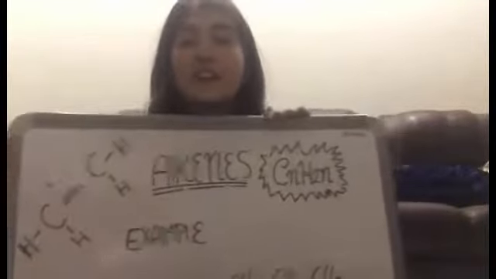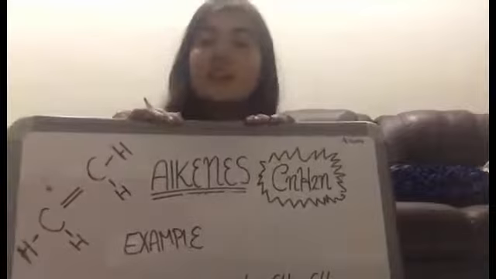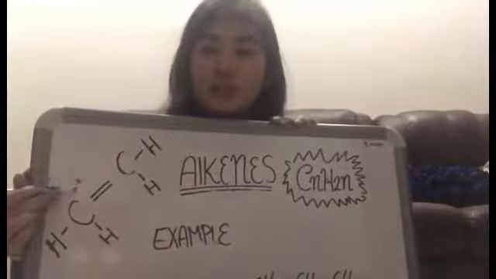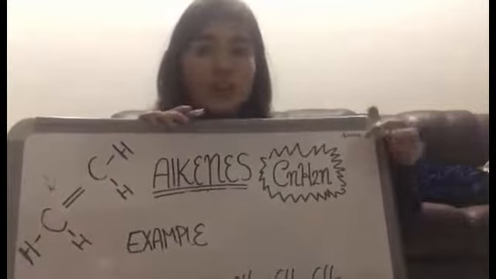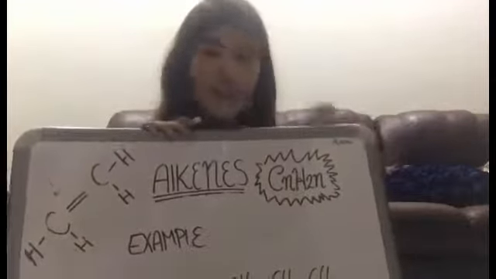Hi, my name is Andrea, and I will continue this chemistry lesson with alkenes. Alkenes are unsaturated hydrocarbons that contain a double bond in the chain. The formula of the alkenes is CnH2n.